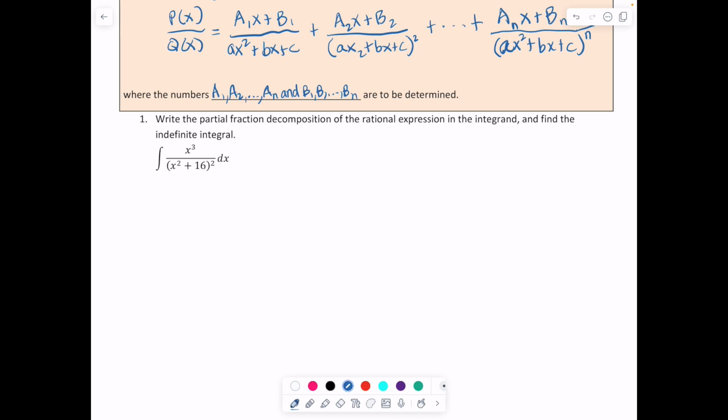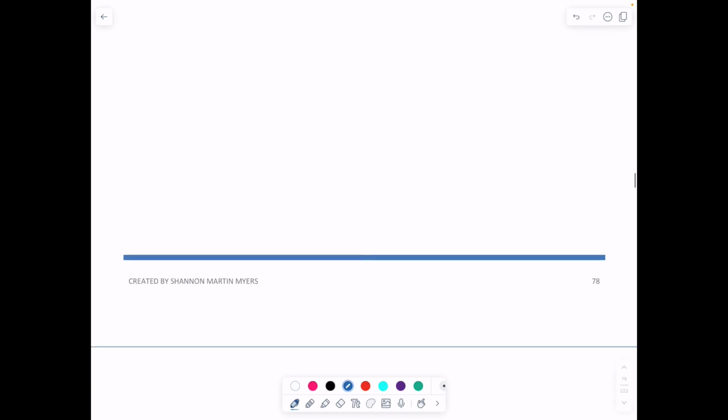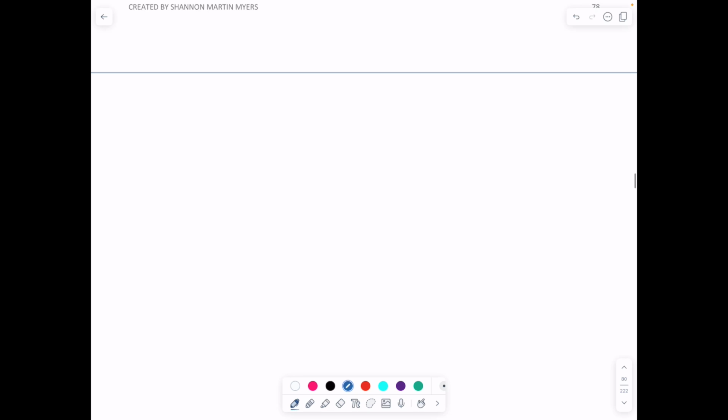I'm checking the degree. The numerator has degree 3 because of that cubic. The denominator would end up having degree 4, so we're good. We don't have to do anything weird about long division. So here we go. Would you agree that there's no sum of squares formula? Yes, great. All right. So now we'll do our partial fraction decomposition.